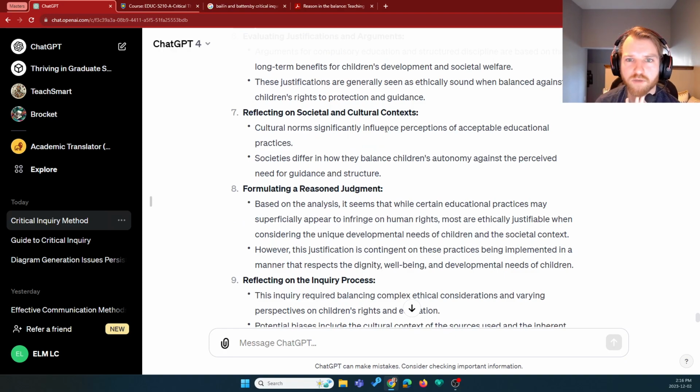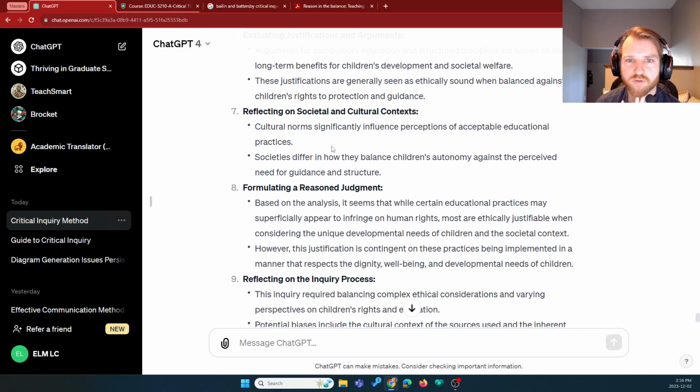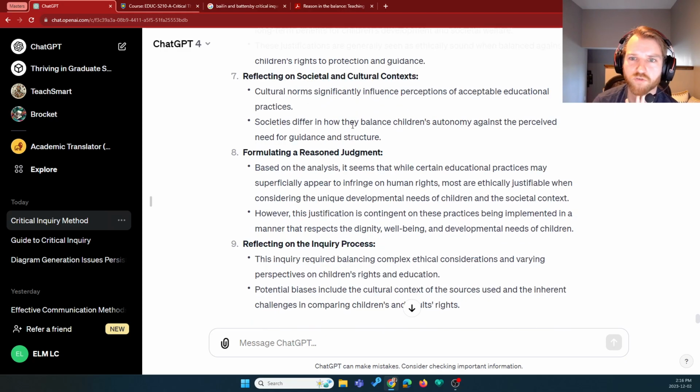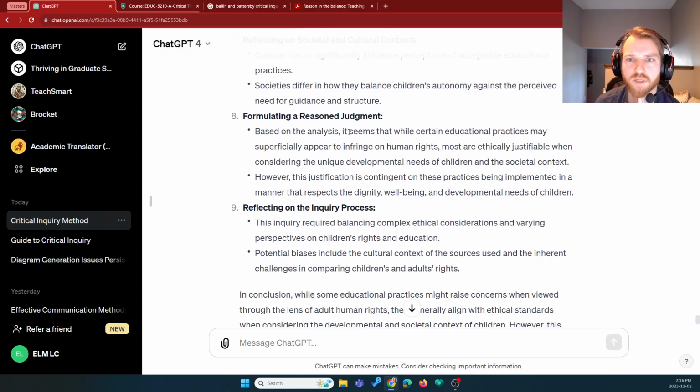But cultural norms significantly influence perceptions of acceptable educational practices. Societies differ in how they balance children's autonomy against perceived need for guidance and structure. So its judgment is that it seems that while certain educational practices may superficially appear to infringe on human rights, most are ethically justifiable when considering the unique developmental needs of children and the societal context.